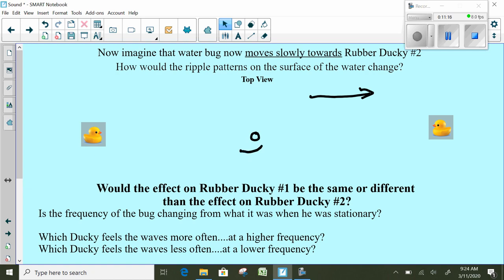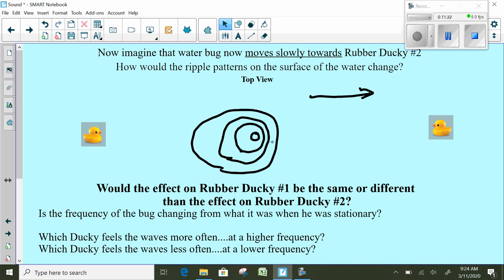What's going to happen is the concentric circles get skewed one way. Because he's moving towards rubber ducky number 2, the waves get more closely packed together on this side and they spread out on the other side. So if that makes sense to you, that's great. But if it doesn't, don't worry about it. You don't have to totally get this to understand how to do the problems.